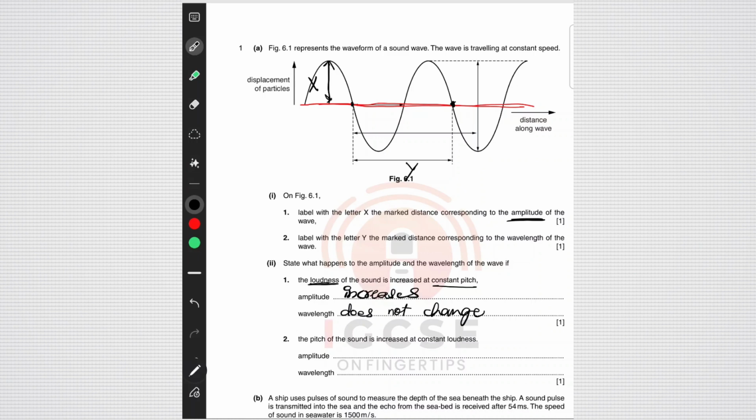The pitch of the sound is increased at constant loudness, so the amplitude remains same, so I'll write no change, right? And wavelength, if pitch increases, we know that V is equal to F lambda, and frequency is pitch. So if pitch increases, frequency has increased, and for the same wave the wavelength has to decrease, so I will write decreases.